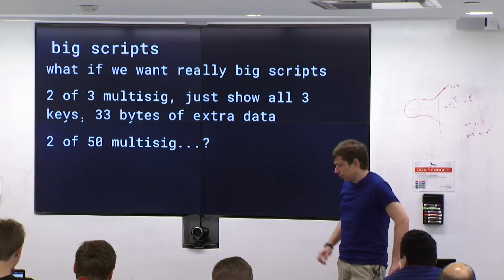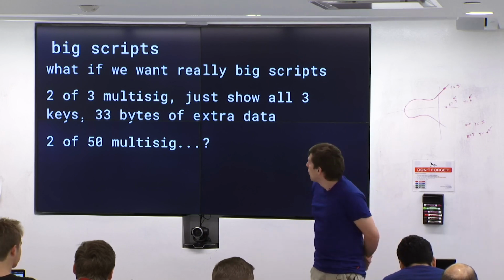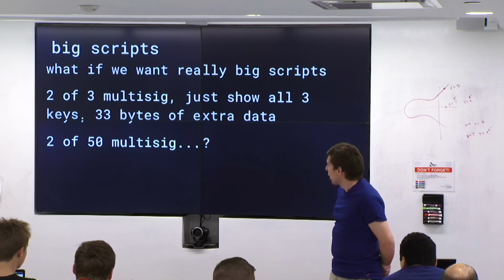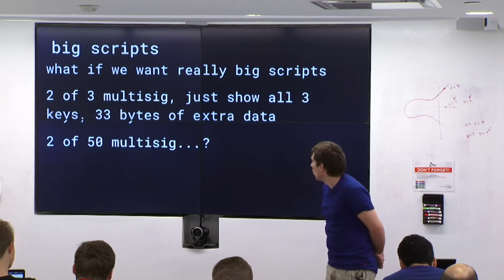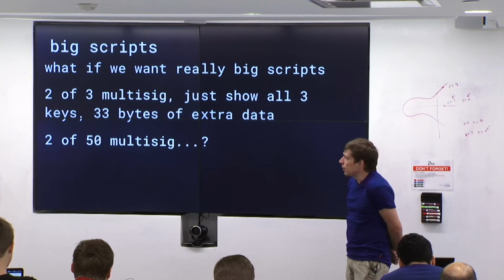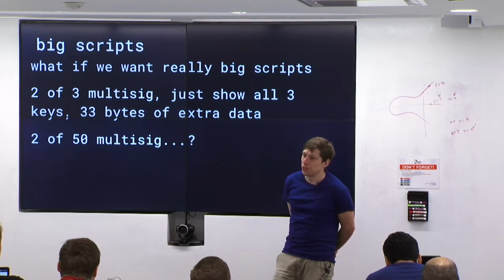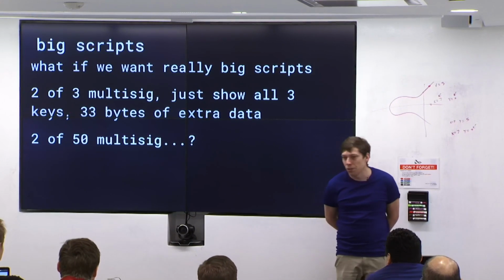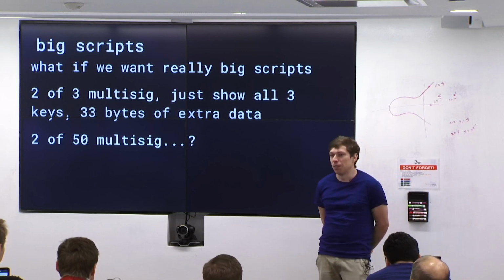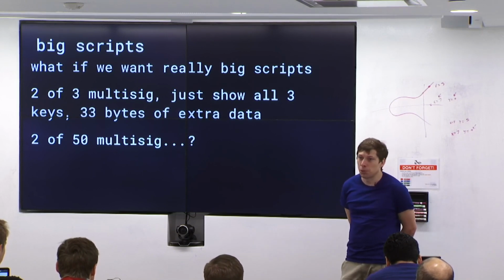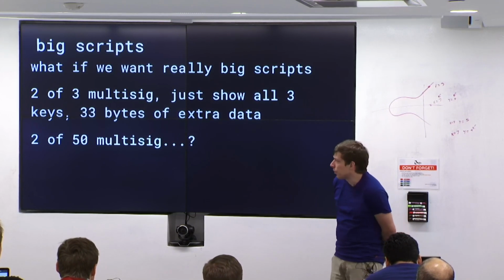Okay, so the question for today. What if we want really, really big scripts? So 2 of 3 multisig is cool. We can just show all 3 keys. And there's 33 bytes of data that don't really get used, right? If you're signing with 2 of the 3 keys, that means 1 of the keys never got used. It was sort of there and pointless. But whatever, it's 33 bytes.